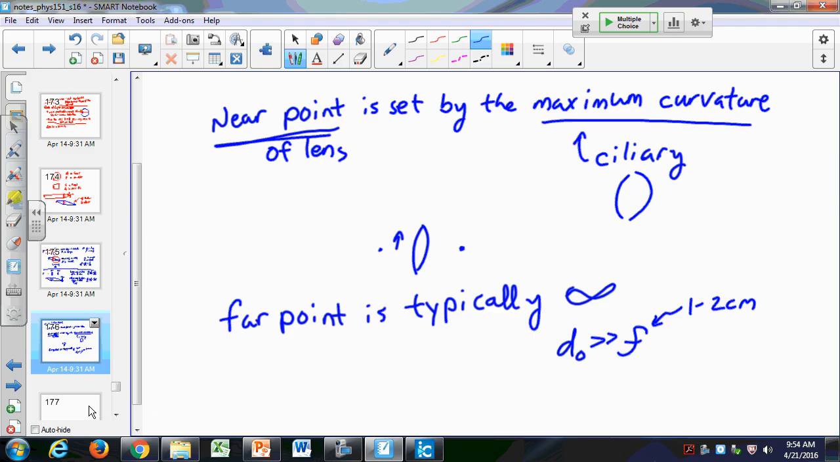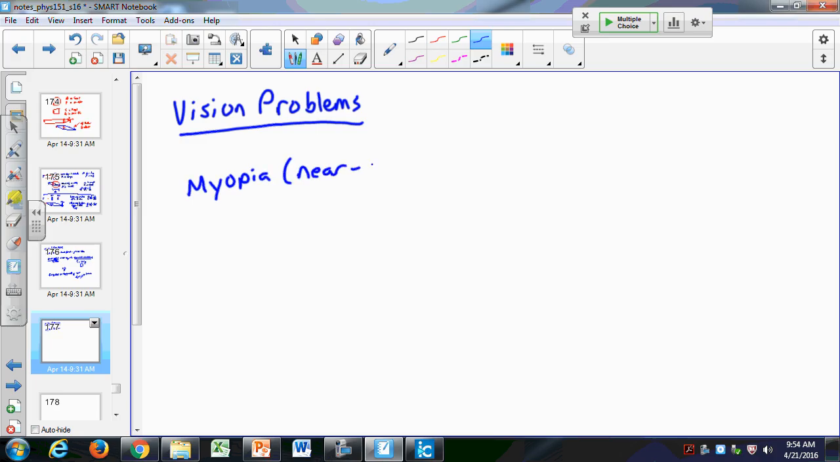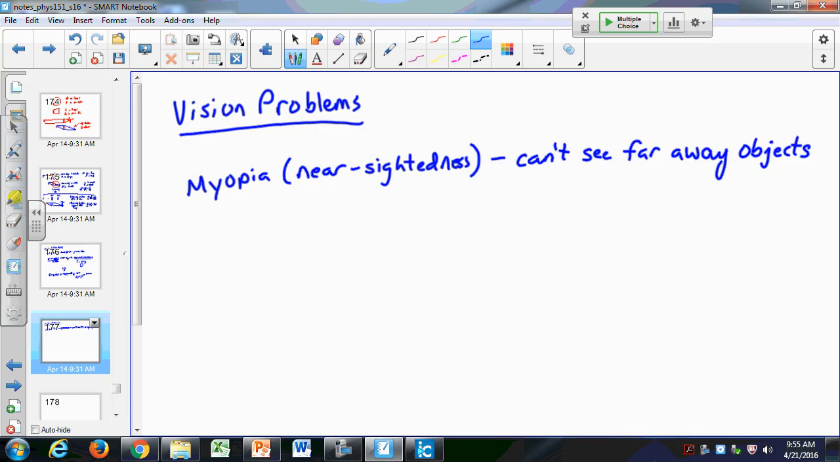Let's look at various vision problems. Nearsightedness. This is called myopia, or more commonly, nearsightedness. This means that these people can't see far away things. When we say nearsightedness, it really means that you can see things that are near. And farsightedness, on the other hand, means you can see things that are far away, but these people can't see things that are near.